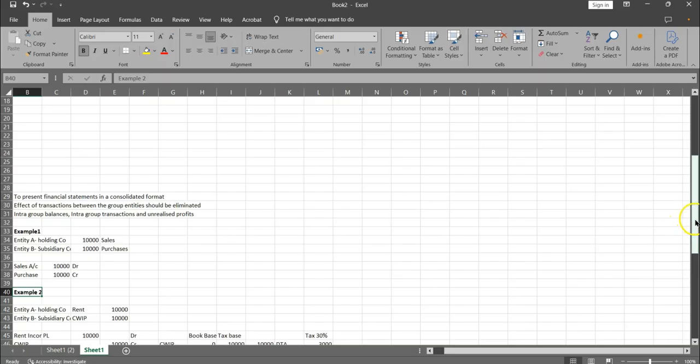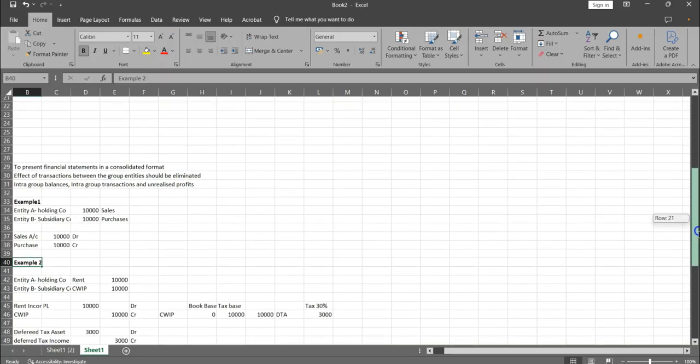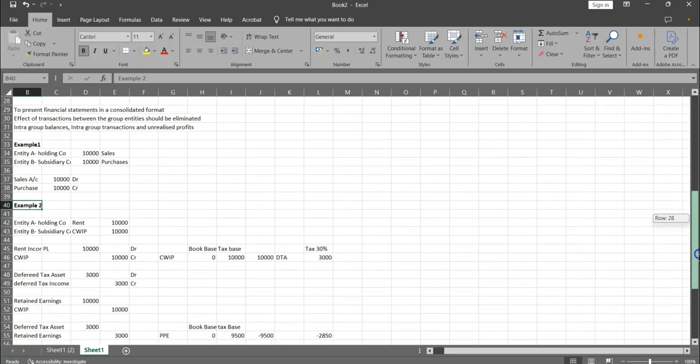One example was simple, with respect to transactions between A and B relating to sales and purchase, wherein we eliminated sales and purchase at consolidation level. The second example was one wherein company A has charged rent from entity B, and entity B has booked that rent expense as part of CWIP.